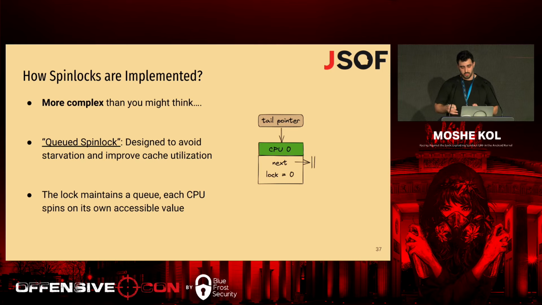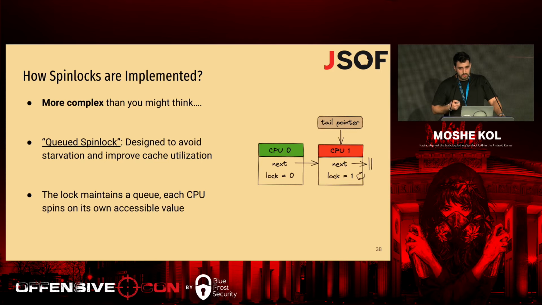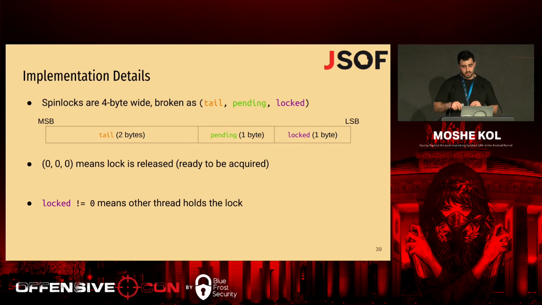So if CPU 0 currently holds the lock and executes its critical section, and CPU 1 comes along, then it will place itself at the end of the queue and spin on its own accessible value, waiting for the lock to be released. And when CPU 0 finally releases the lock, it will signal CPU 1 that the lock is released, and CPU 1 can go ahead and acquire the lock. So this is the basic idea, but we are interested in the actual implementation details.